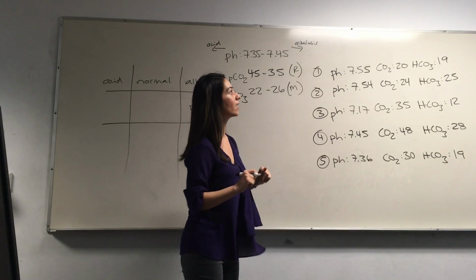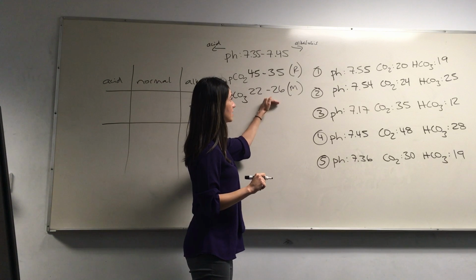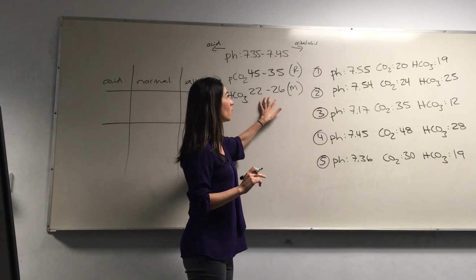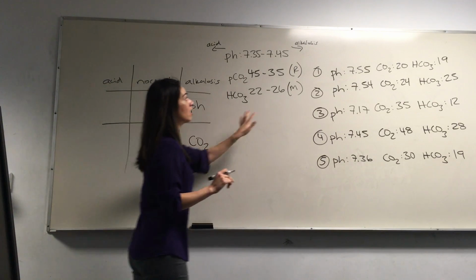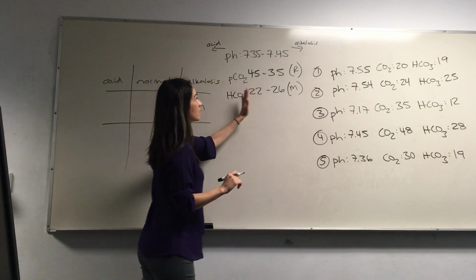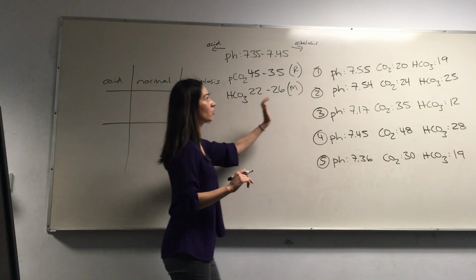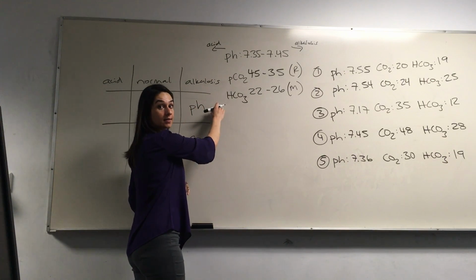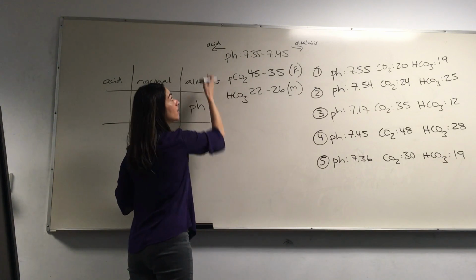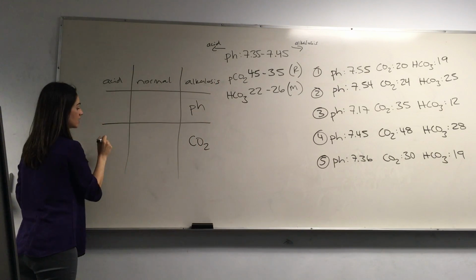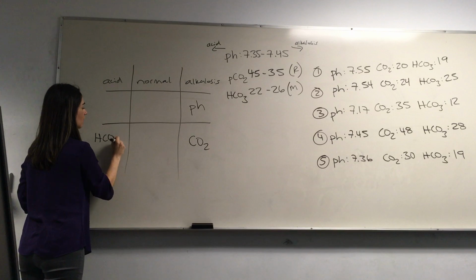And then let's look at our bicarb. Our bicarb is 19. It doesn't fall in the normal spot, so we know we can't put it in the normal column. Your bicarb is to the left. It is less than 22. It's not greater than 26. So we know we have low base. So that means our bicarb is now on the acidic side. So I want you to put it in the acidic column.